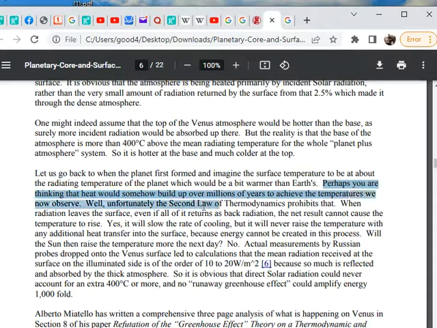So perhaps you are thinking that heat would somehow build up over a million years to achieve the temperatures we now observe. Well, would they? Okay, we've got this 5800 Kelvin source over here, 5800 Kelvin.